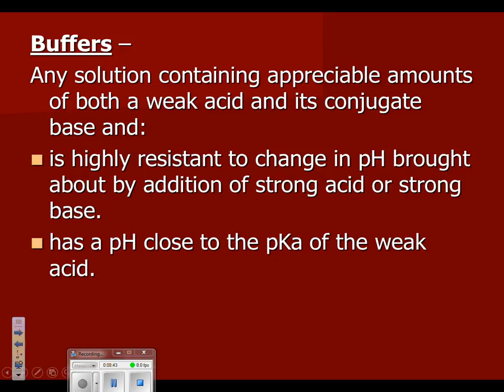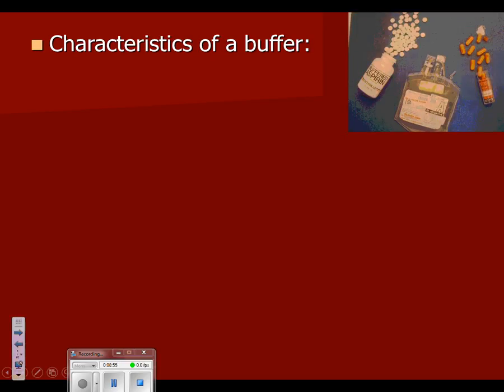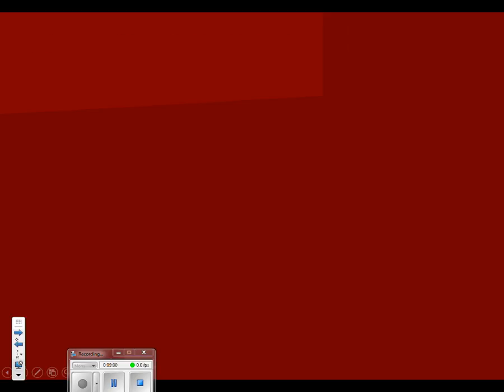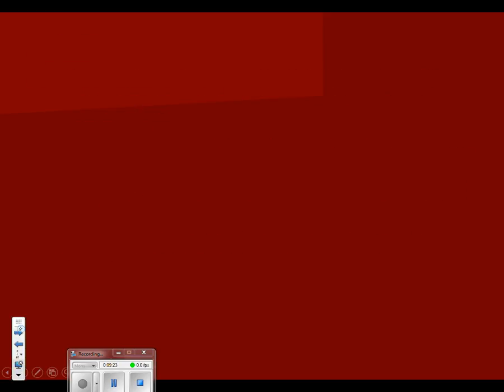So the pH has to be close to the pKa of the weak acid. So characteristics of a buffer, and hopefully you've been going through your thumb drive textbook. The pH has to be close to the pKa of the weak acid. So if you want a buffer at a pH of, say, 3.4, I want to look for an acid that has that pKa in order to make the buffer. That will be about that pH. Right. So let's go forward here.